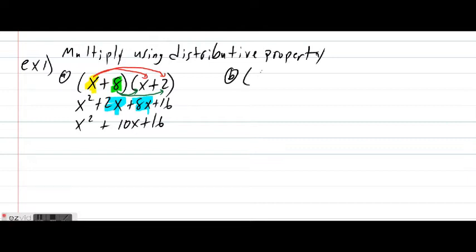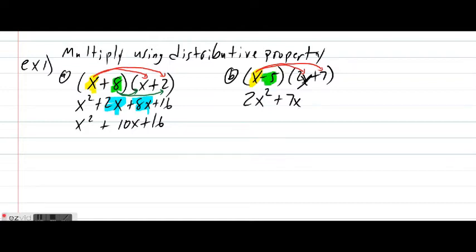Here's one I want you guys to try. So again, hit pause, give it a try yourself, and then if you get stuck, hit play. Alright, so it's x minus 5 times 2x plus 7. Again, hit pause. Alright, well, let's take this x and distribute it to 2x. So x times 2x is 2x squared. Now, take this same x, distribute it to that 7. So x times 7 plus 7x.